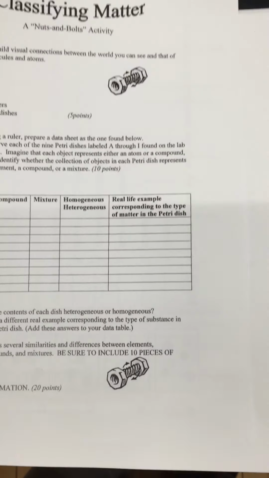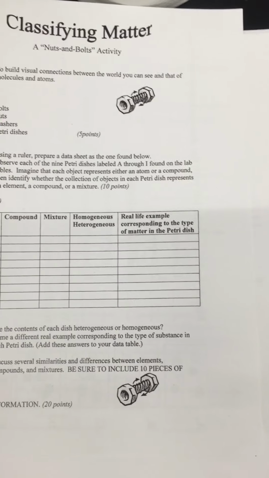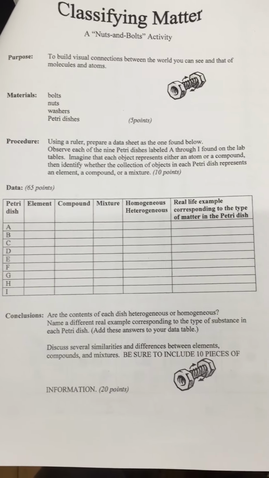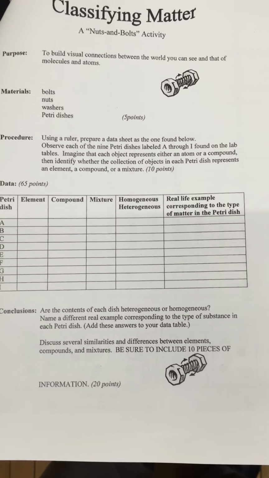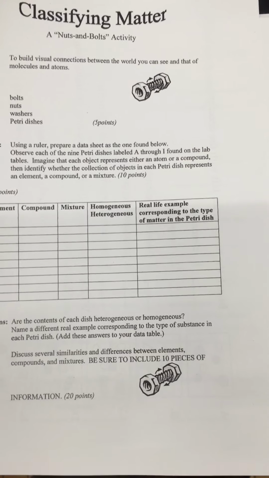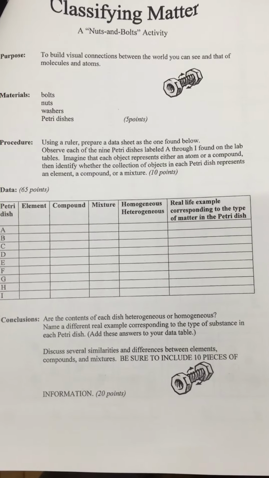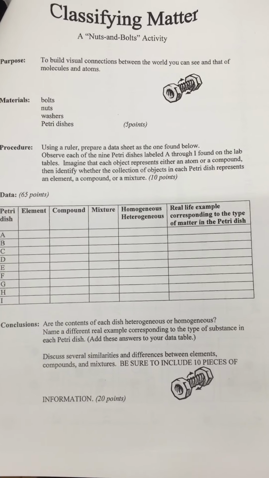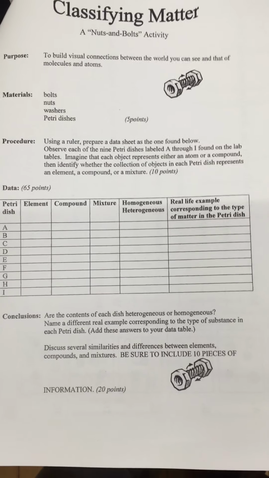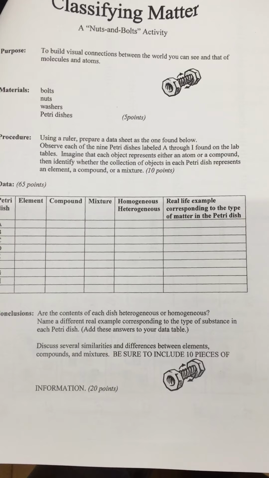So for example, if letter A was an element, then you would just choose one of the elements from the periodic table, like oxygen or something like that. If it is a mixture, then you would just give an example of what a mixture would be that would be similar to it. A mixture is a combination of two or more substances. For example, sugar water. Sugar water is a mixture, a homogeneous mixture.